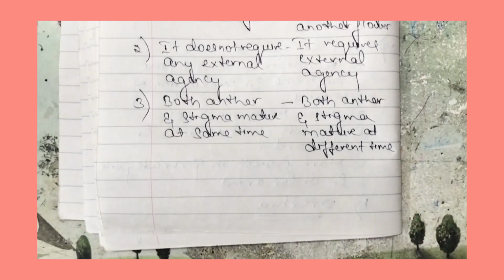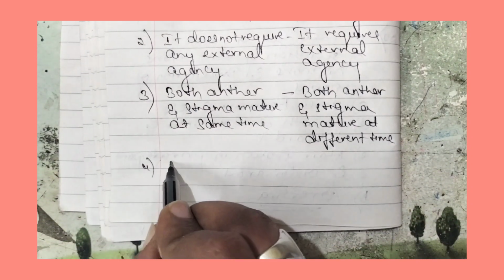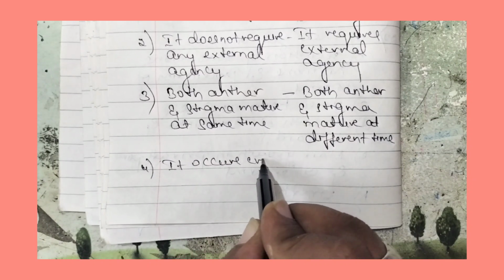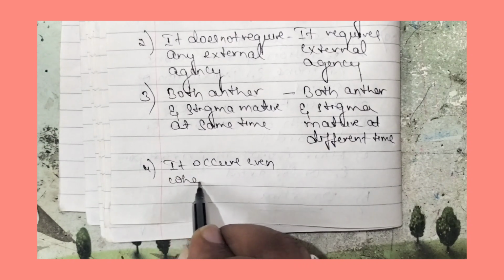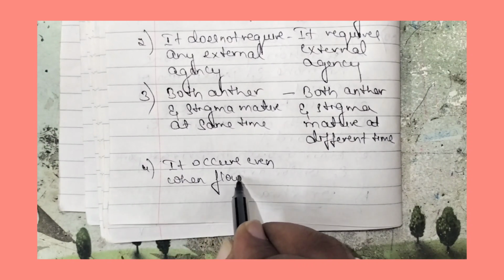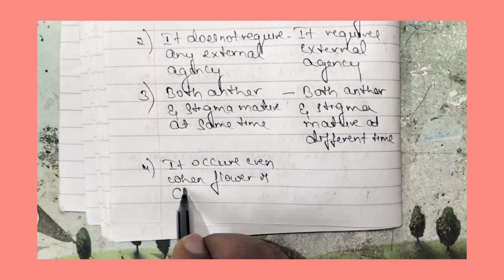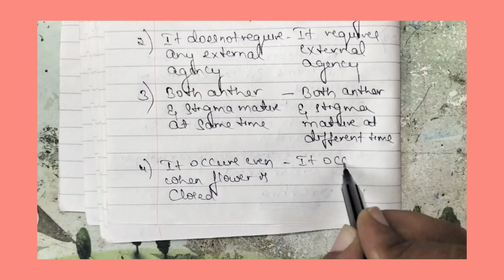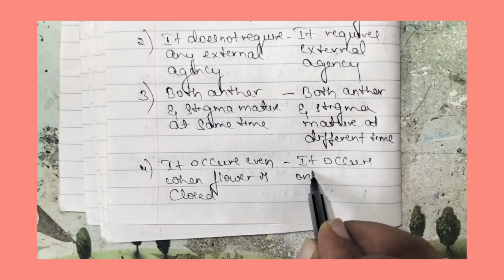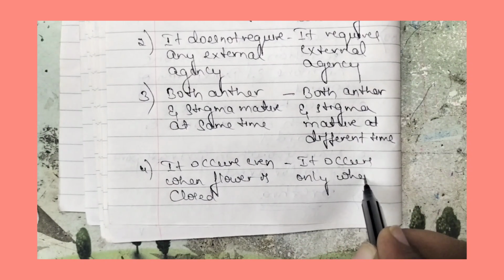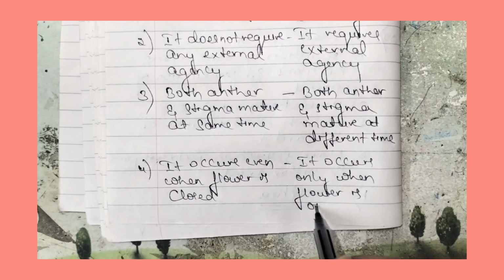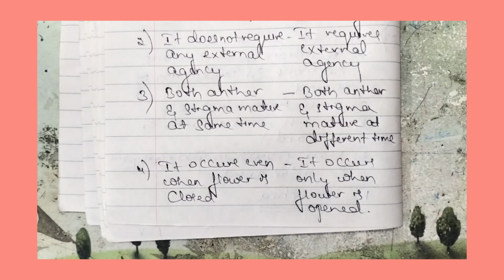And the next, fourth difference: self-pollination occurs even when the flower is closed. Cross-pollination occurs only when the flower is opened. So these are the differences between self-pollination and cross-pollination.